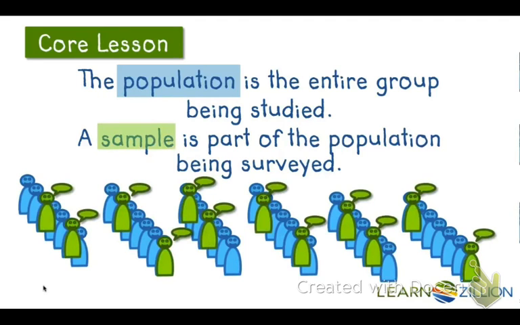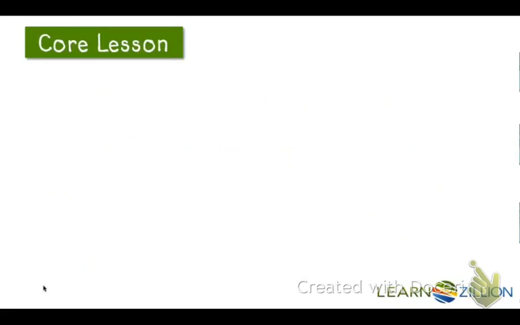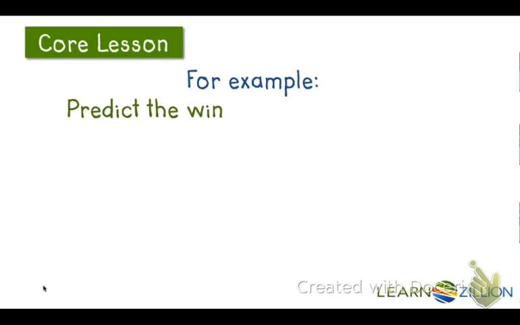The green figures, who you can see are responding to the statistical question. We can use their responses to make a generalization about the entire population. This way, we don't have to ask every single member of the population, which would take a long time and be logistically difficult. Let's look at an example.